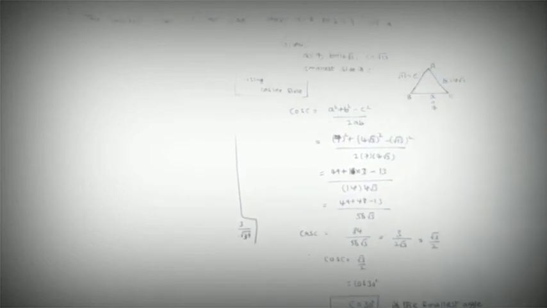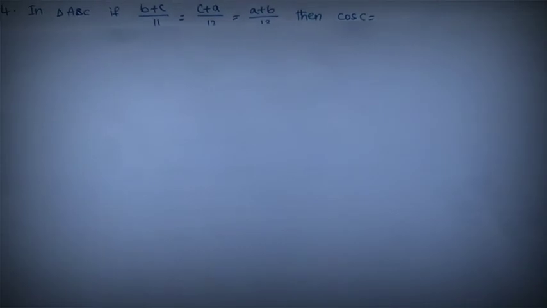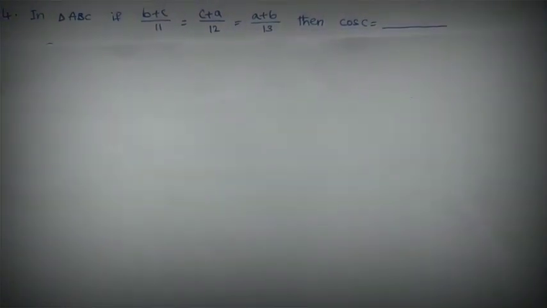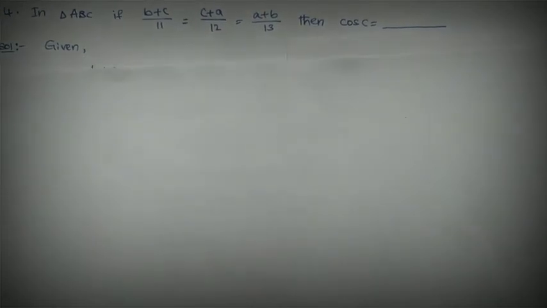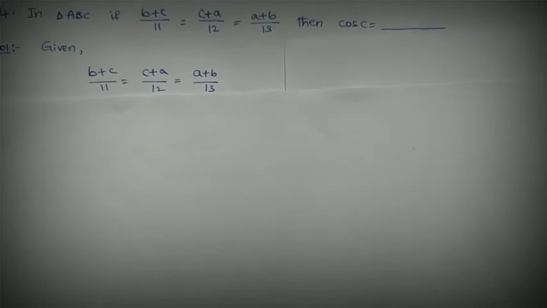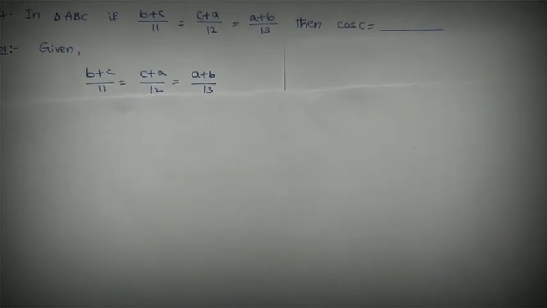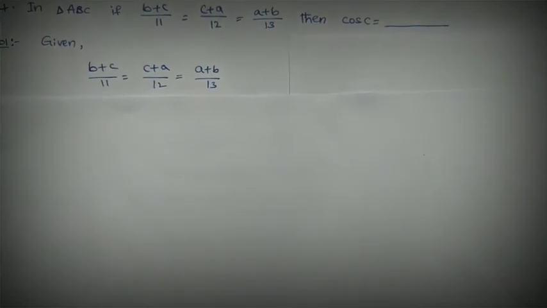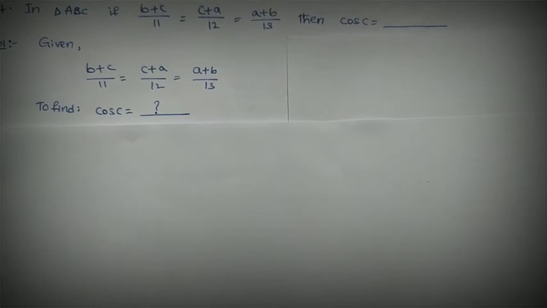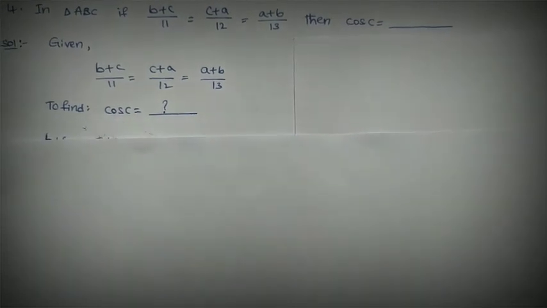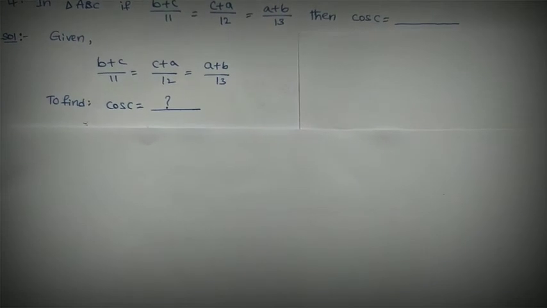So here it finishes our third problem, and we will be looking into the fourth problem. Now you can just see a question. The problem goes like, in triangle ABC, if (b plus c) by 11 is equal to (c plus a) by 12 is equal to (a plus b) by 13, then we have to find cos C equals. So again, as we have followed in the previous problems, we are going to write what is given. So I have written what is given and what to find. So cos C equals question mark. That is what we need to find now.